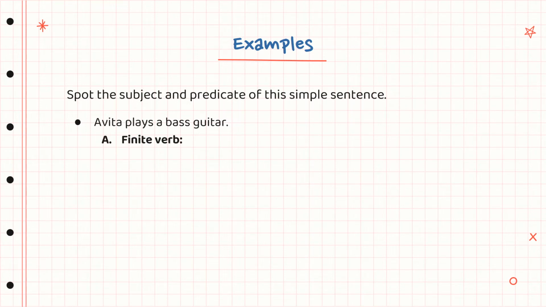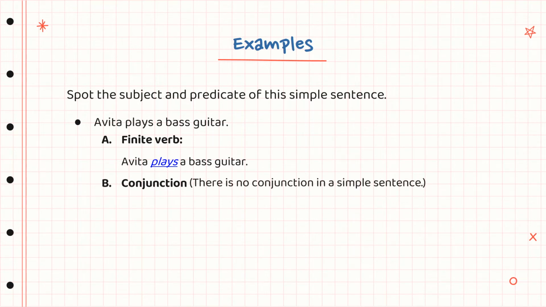The finite verb in that sentence is plays. As you can see, the verb is in agreement with the subject, in which the subject is singular and the verb is also in singular form. For the conjunction, there is no conjunction in this sample sentence because it only consists of one independent clause.